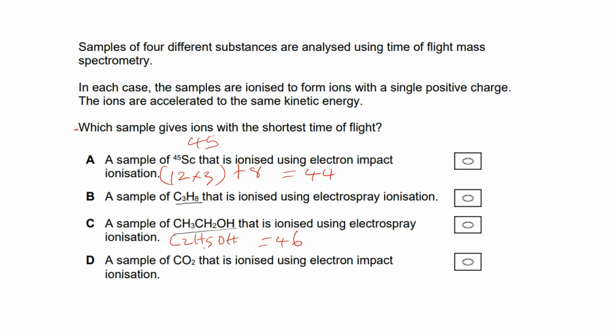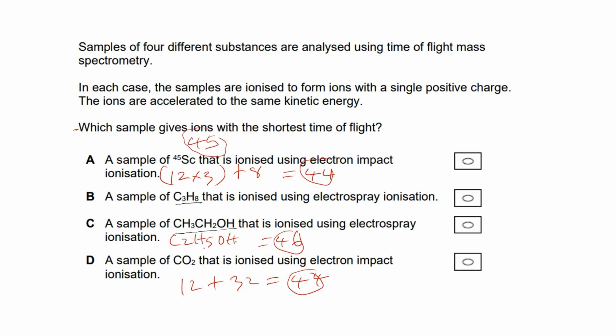Okay, that will give us 46. Now D is a sample of CO2 that is ionized using electron impact. Now CO2 is 12 plus 16 times 2, that is 32, plus 12 gives us 44. So now we have 44, 46, 44, and 45.